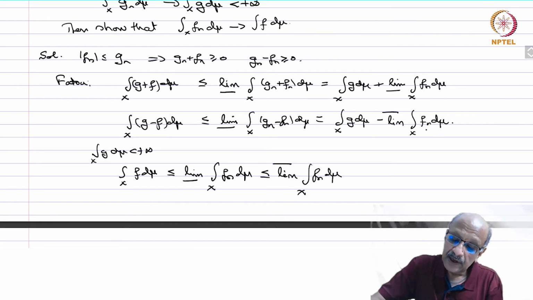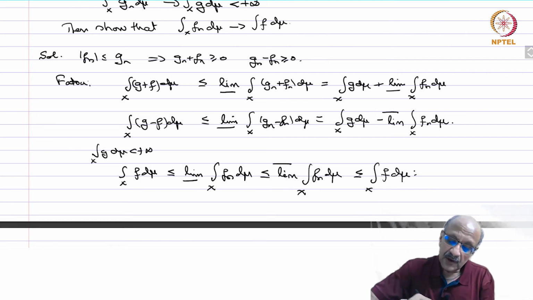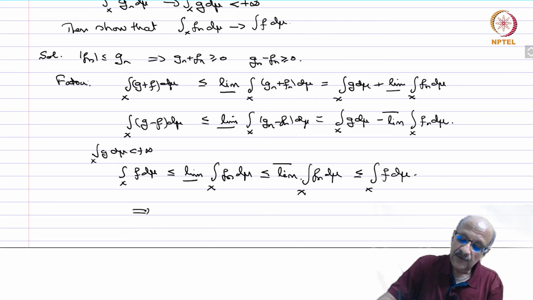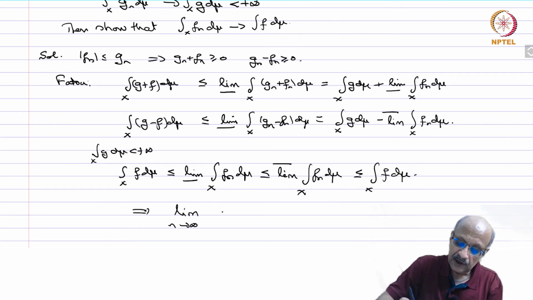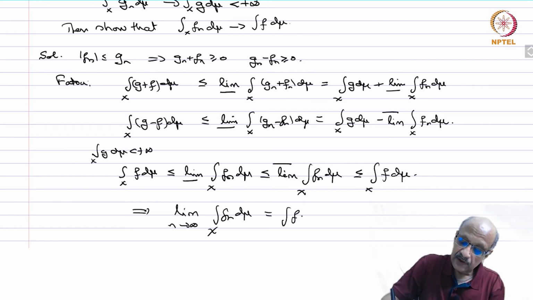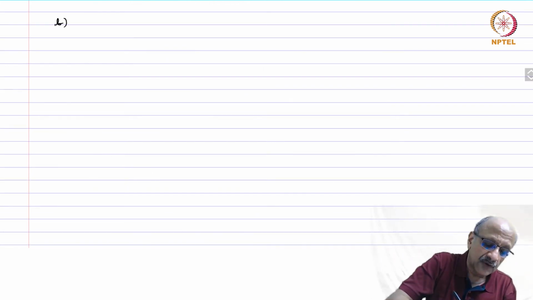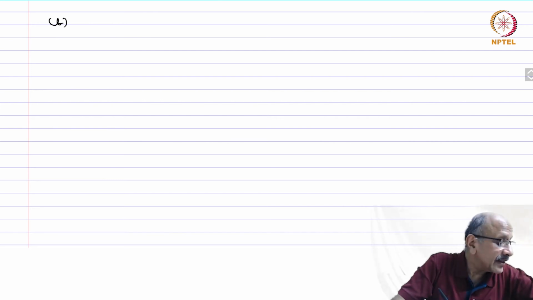But the lim sup here, if you take it to the other side, if you interchange the positions, becomes less than or equal to the integral over x of f d mu. So you have a sandwich in which either end is the same. So this implies lim inf equals lim sup equals this. Therefore the limit as n tends to infinity of the integral of f_n d mu over x equals the integral of f d mu over x. Okay. So for B, we are going to use this to get a nice result.